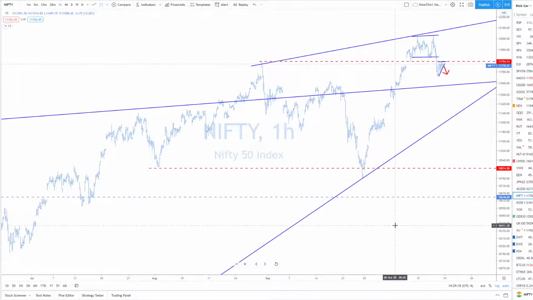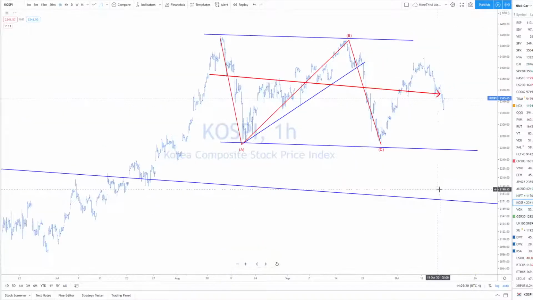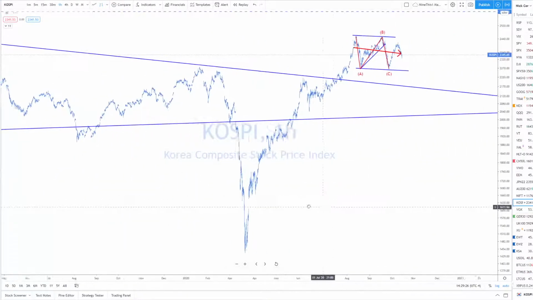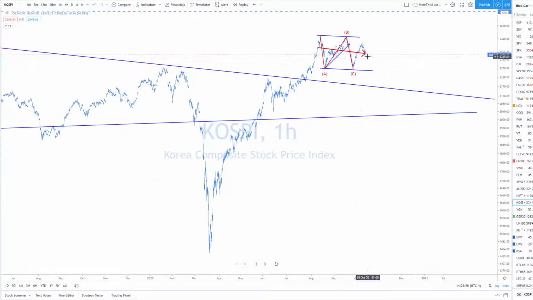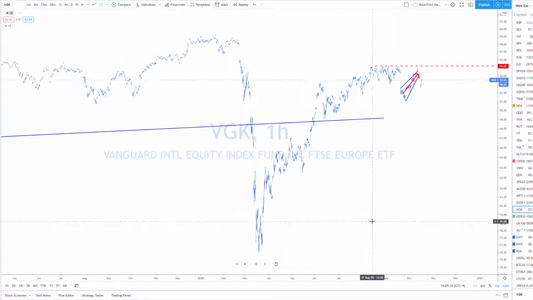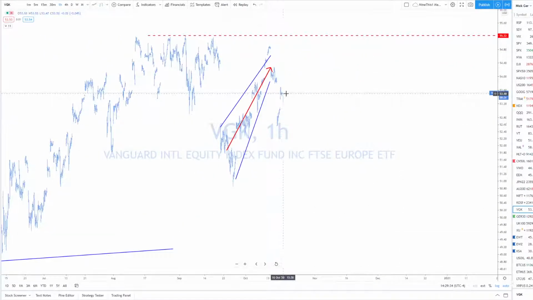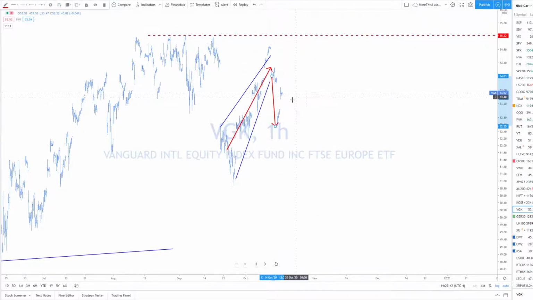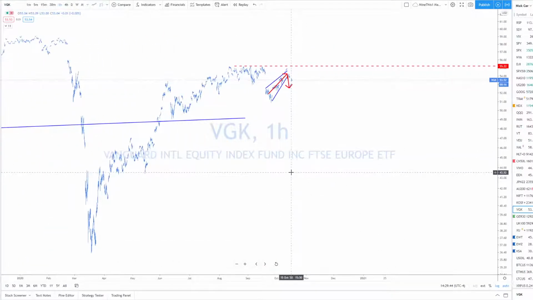All right, Cosby, again, going back and forth within this bull flag in the middle of nowhere. Okay, so nothing there. Europe, big drop, big pop, just all over the place. Clearly, the move was lower, right? Again, it's in the middle of nowhere. Nothing bullish about that.